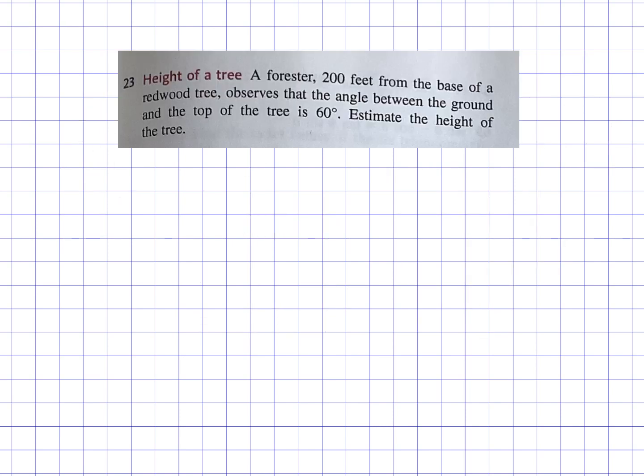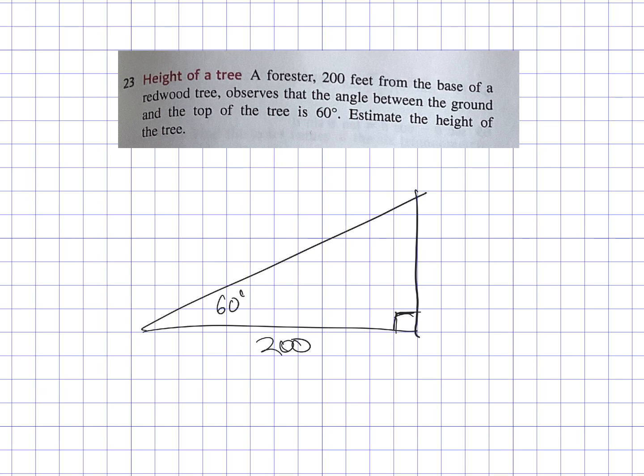Moving on to 23. All right, so whenever you have these story problems, you've got to draw a picture because all they are is just math problems. So you have a height of a tree, right? So there's the height of the tree. Forster is 200 feet from the base of the tree. So it's 90 degrees. We're going to say it's a perfectly straight up tree. He observes that the angle between the ground and the top of the tree is 60 degrees. Estimate the height of the tree.